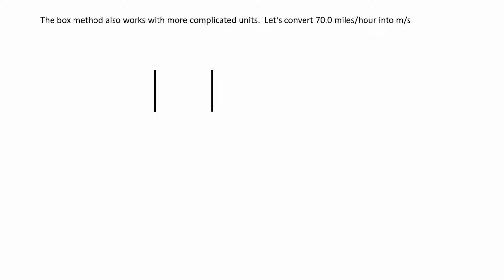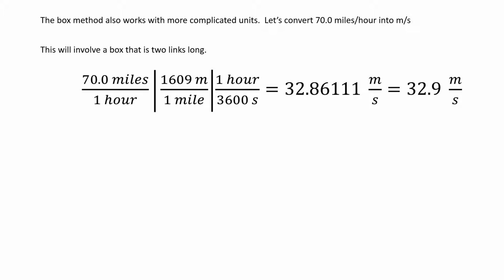The box method also works in more complicated units. Let's convert 70 miles per hour into meters per second. This is going to involve a box that is 2 lengths long. I write it out: 70 miles per 1 hour. My conversion factors: I have 1,609 meters per 1 mile, and then 1 hour per 3,600 seconds.